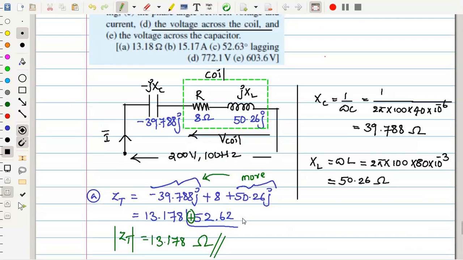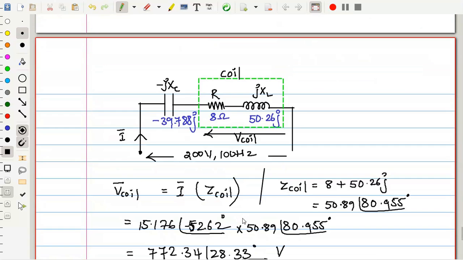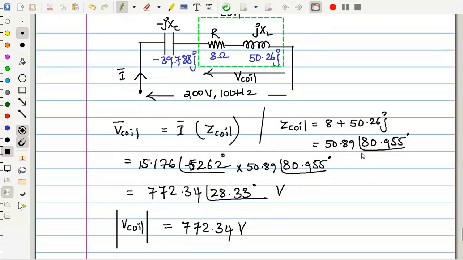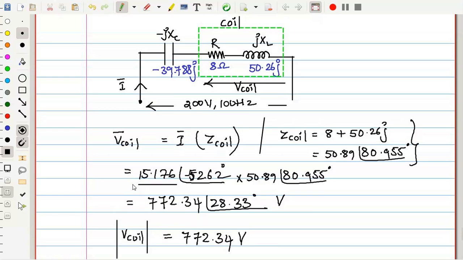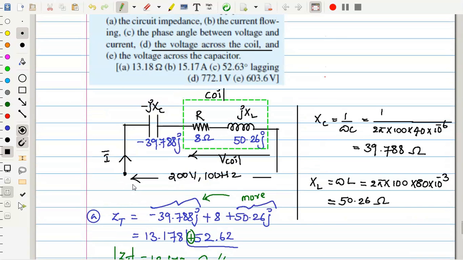So what else do we need? They had given 772.1, with some approximation. Actually we were approximating these things. When we converted this into polar form, we approximated it as 50.89 and 80.955. If we had taken these and the current amplitude perfectly, we would get exactly that value. Okay, no issue. So what else is left?